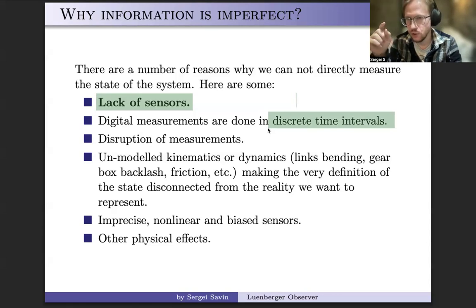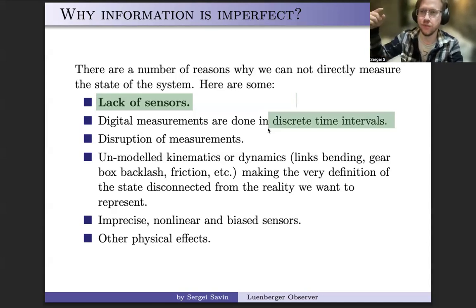Your measurement can go from one quantum to another quantum. Let's say it is encoded in binary, it can go from like 128 to 129, something like this, but it cannot go in between those, right? So there is a finite accuracy because of digital measurements, right?